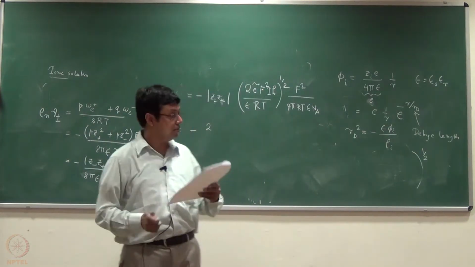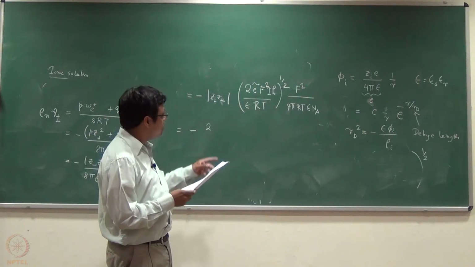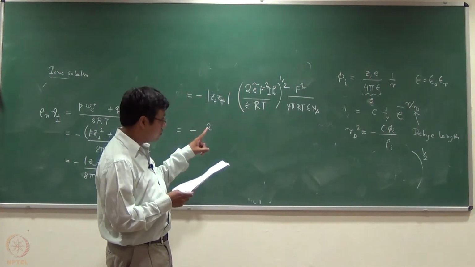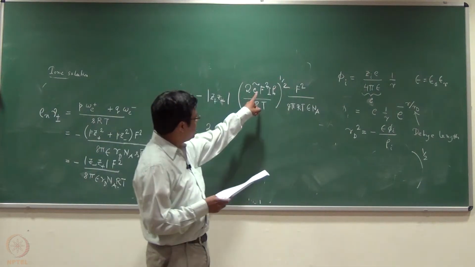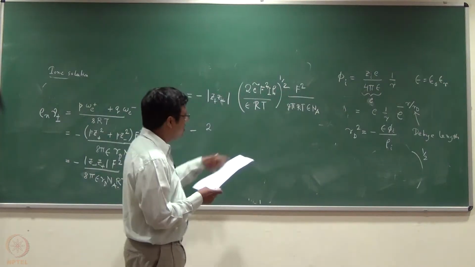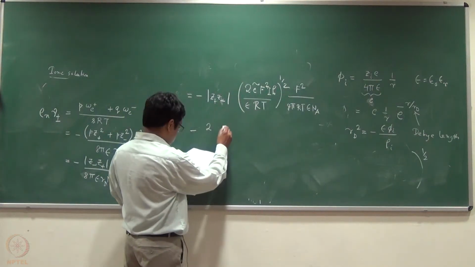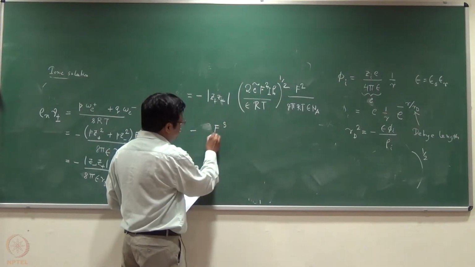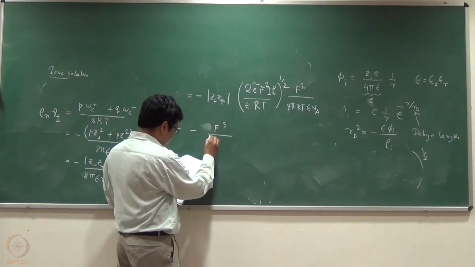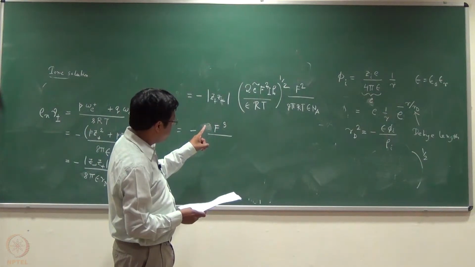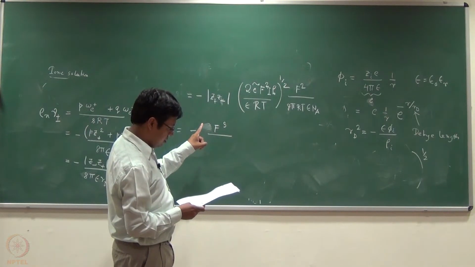Let me just write it, just a minute. If I write it in terms of F, there is F square here, right? I can actually take it out. It will be F cube. So what I have basically here is F cube divided by, let me see if we can simplify it a little bit. Just one second.